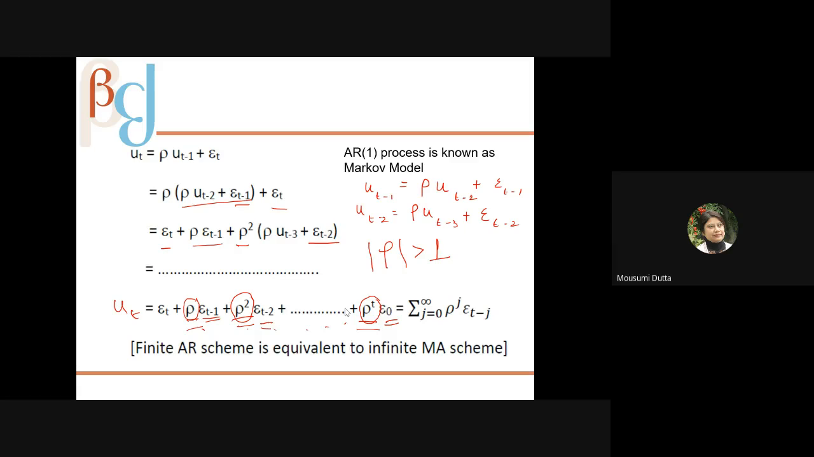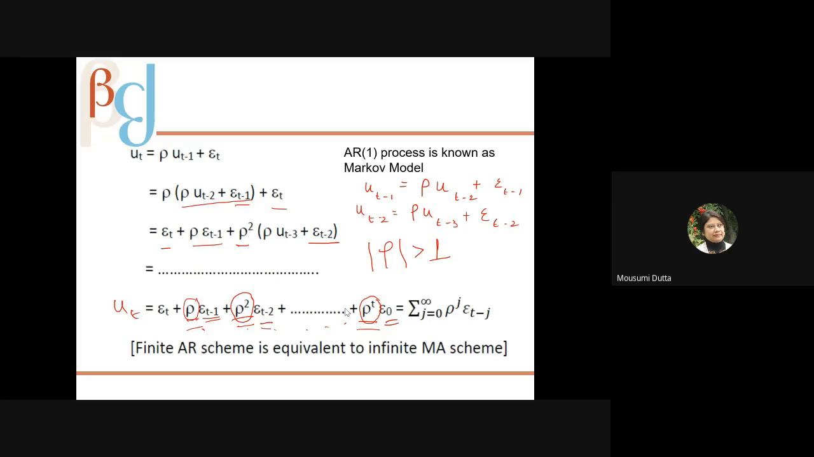Therefore, it is rational to consider mod rho to be less than 1, so that we can establish that the recent past will have more impact on the present compared to the remote past. And this is very rational. It is not a stringent criterion.